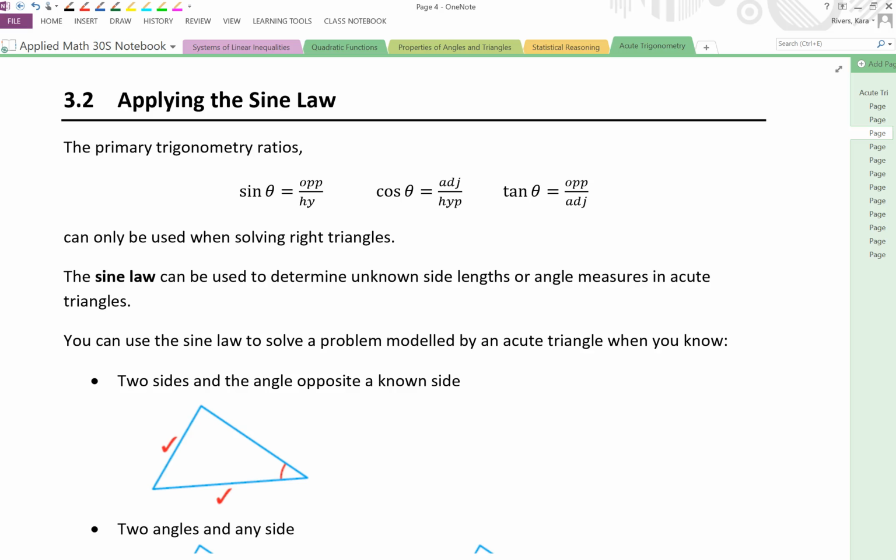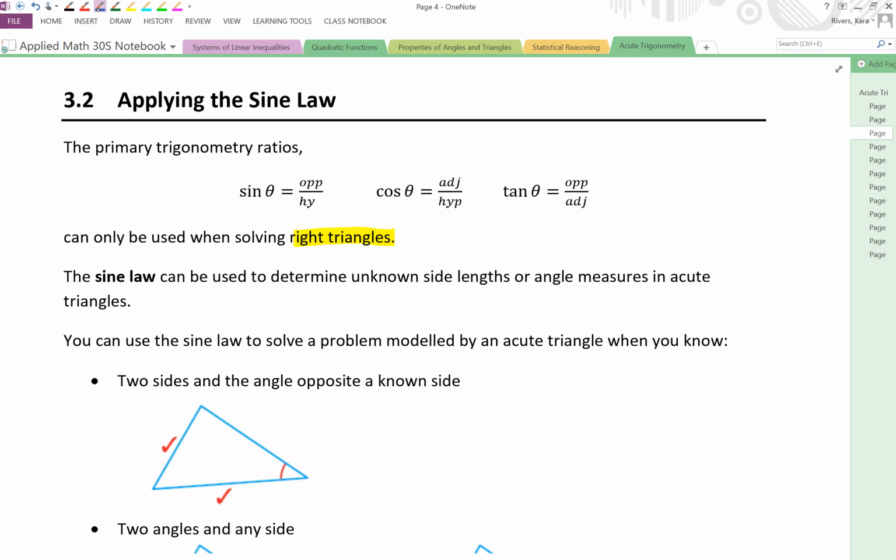In this lesson, we're going to look at applying the sine law. The primary trig ratios, sine, cosine, and tangent, can only be used when solving right triangles. Right triangles mean that we have one 90-degree angle in our triangle. But the sine law can be used to determine unknown side lengths or angle measures in acute triangles. That means all three of our angles are less than 90 degrees.